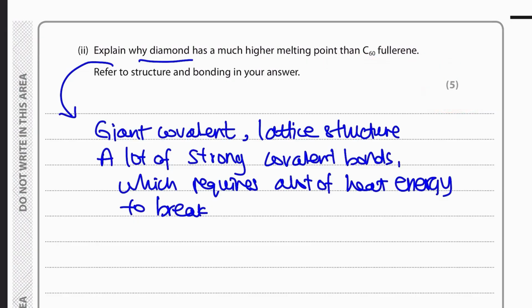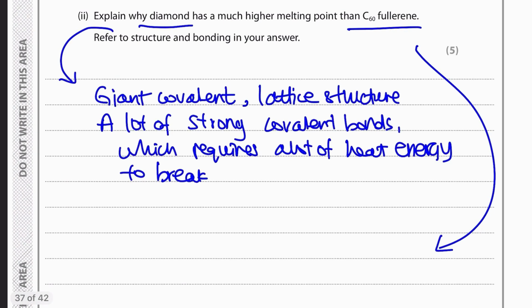So then what would you say about the fullerene? Same way you would answer this question. Is it a giant covalent or is it a simple molecular? It's a simple molecular because there's only 2 giant covalents. It's either graphite or diamond. C60 does not have a giant structure at all. So it's a simple molecular structure.